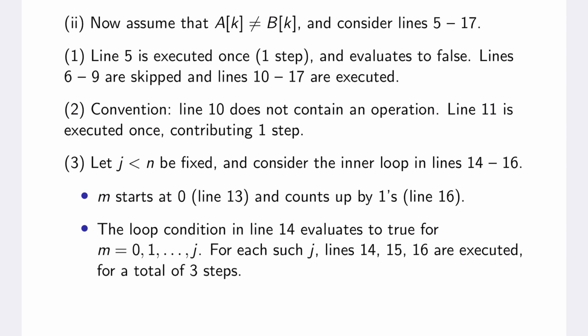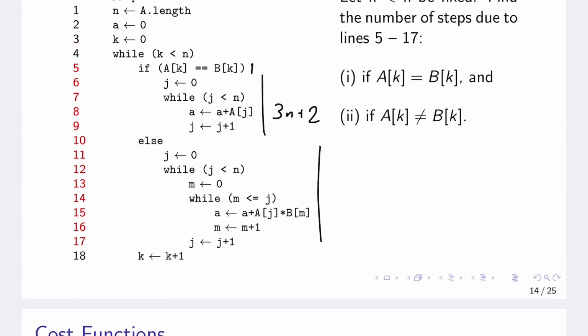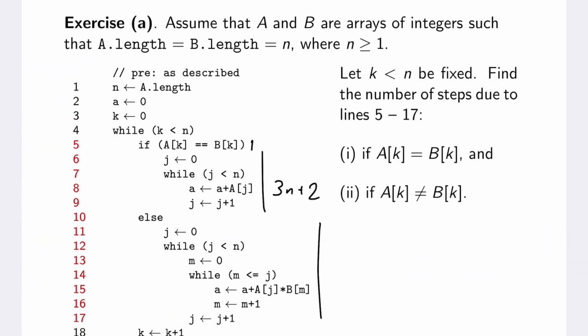So yeah, lines 6 to 9 are skipped and lines 10 to 17 are executed. This is another convention. We say that line 10, else, doesn't contain an operation because that's just a convenience for the human reading or writing the code, and the compiler reading the code, to say that this is the place to jump to when the if condition is false. It doesn't actually constitute another step.